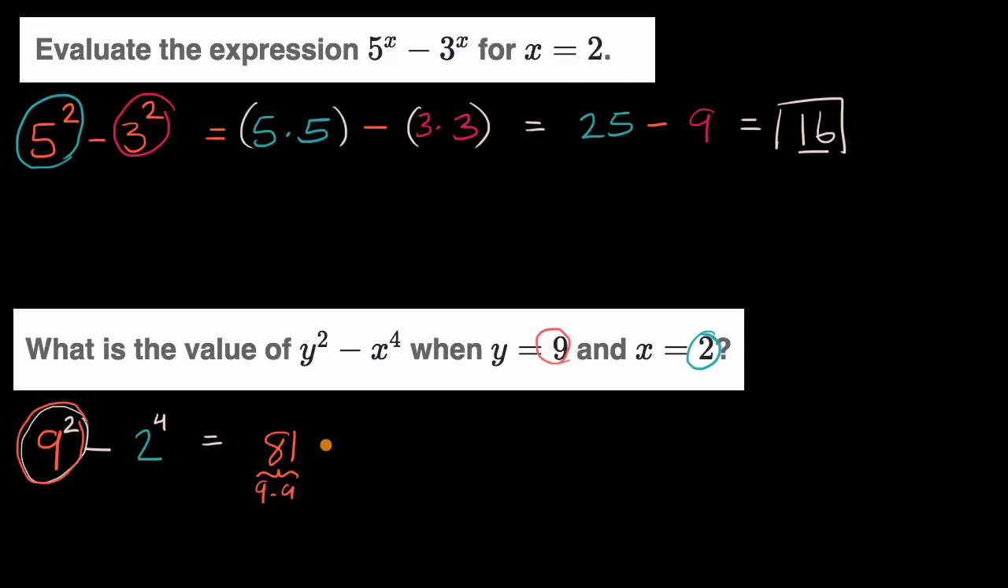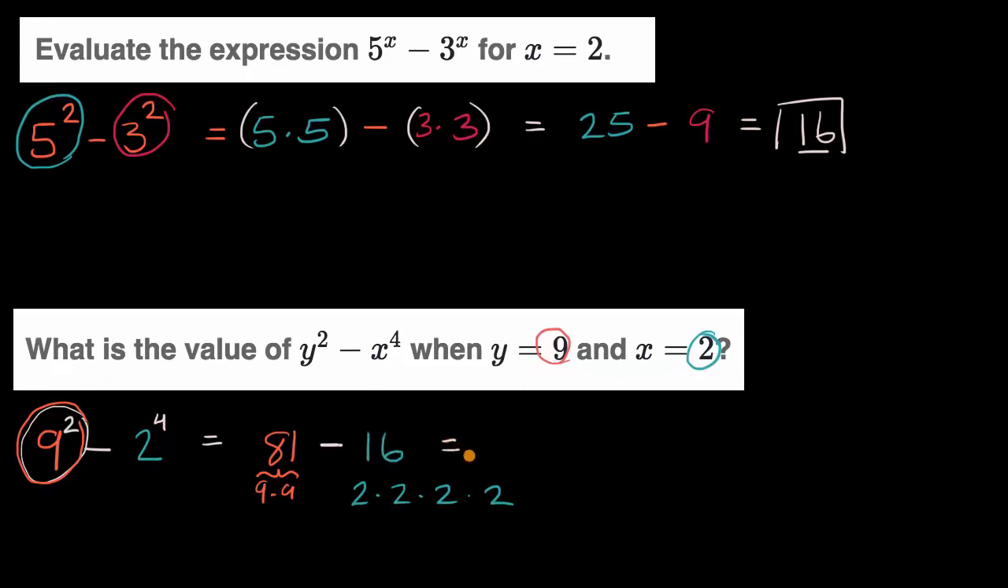And then from that, we're going to subtract 2 to the fourth power. Well, what's 2 to the fourth power? That is 2 times 2 times 2 times 2. So this is going to be 2 times 2 is 4. 4 times 2 is 8. 8 times 2 is 16. So it's 81 minus 16.